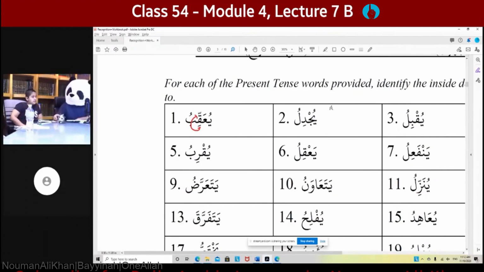No, yuflahu. I must be confused because the ui sound is passive for what? A present. Or it's past. Past.